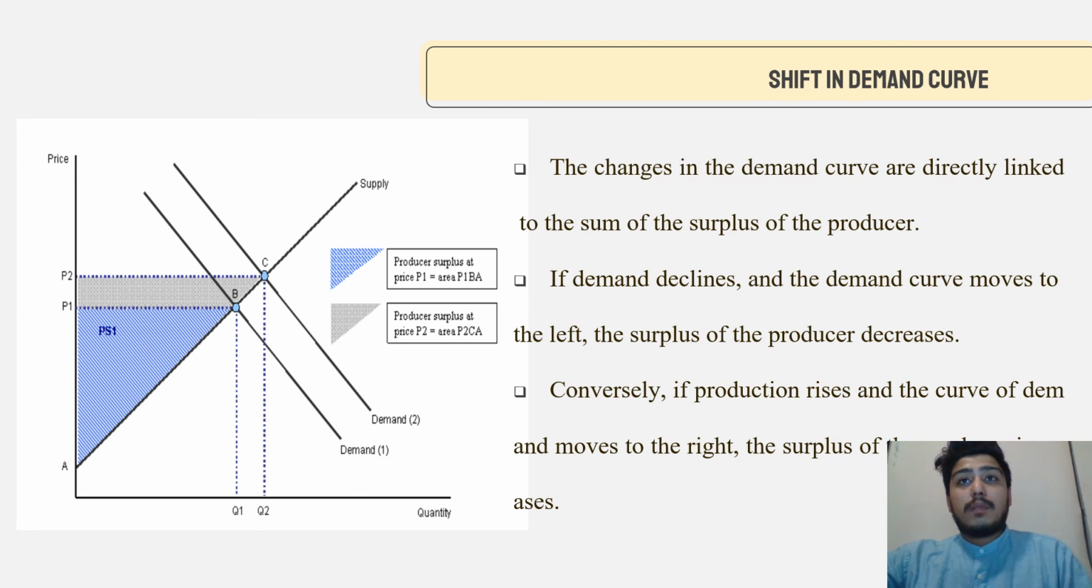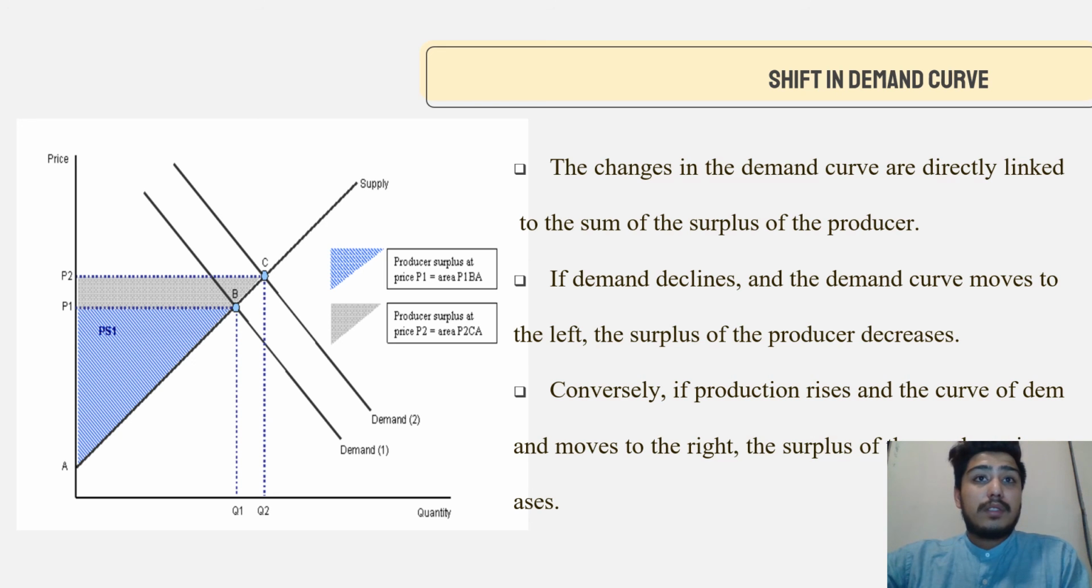So the next slide is about the shift in the demand curve. The changes of the demand curve are directly related to the surplus of the producer. If the production rises and the curve moves from the left to the right, as shown in the figure, the triangle P1BA, which is blue in color.